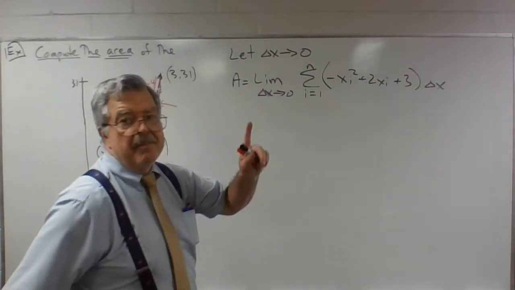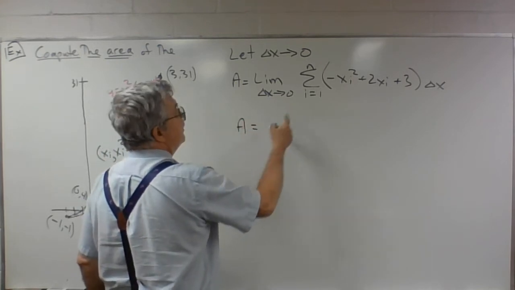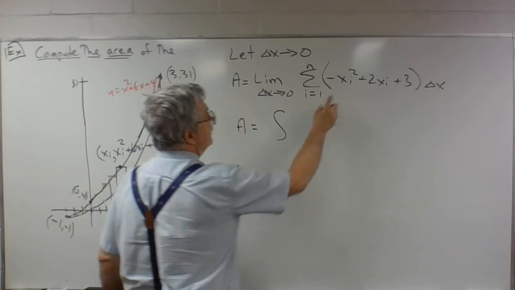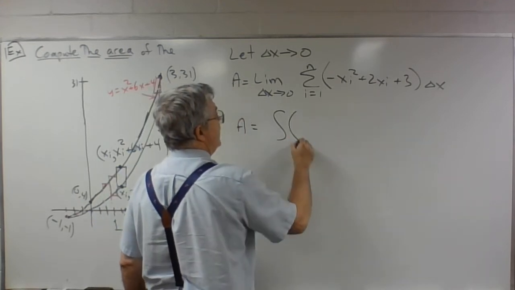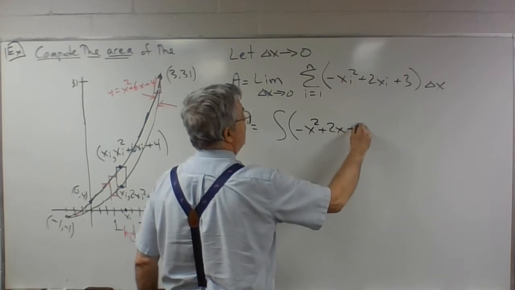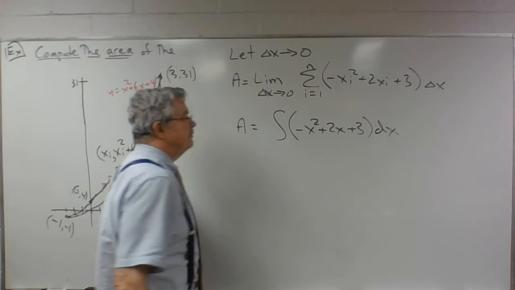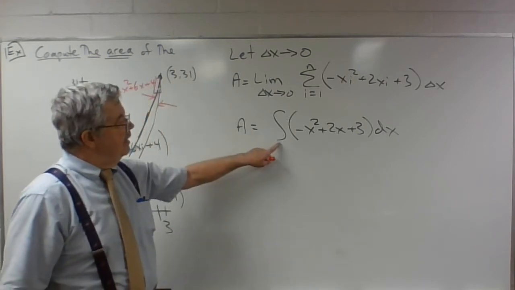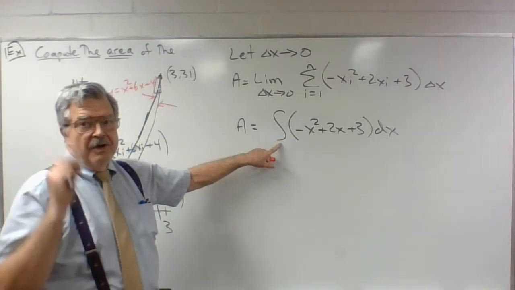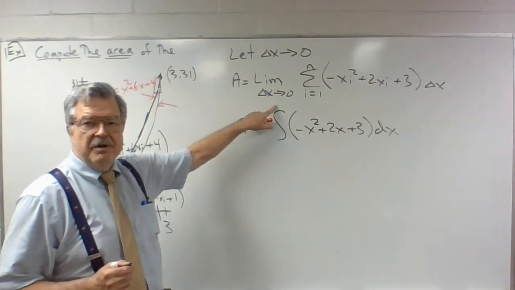And this is where the magic happens. The summation sign becomes an integral. The x sub i's become x's. Delta x becomes dx. And this integral, it's a definite integral. So we should have a lower limit and an upper limit of integration.